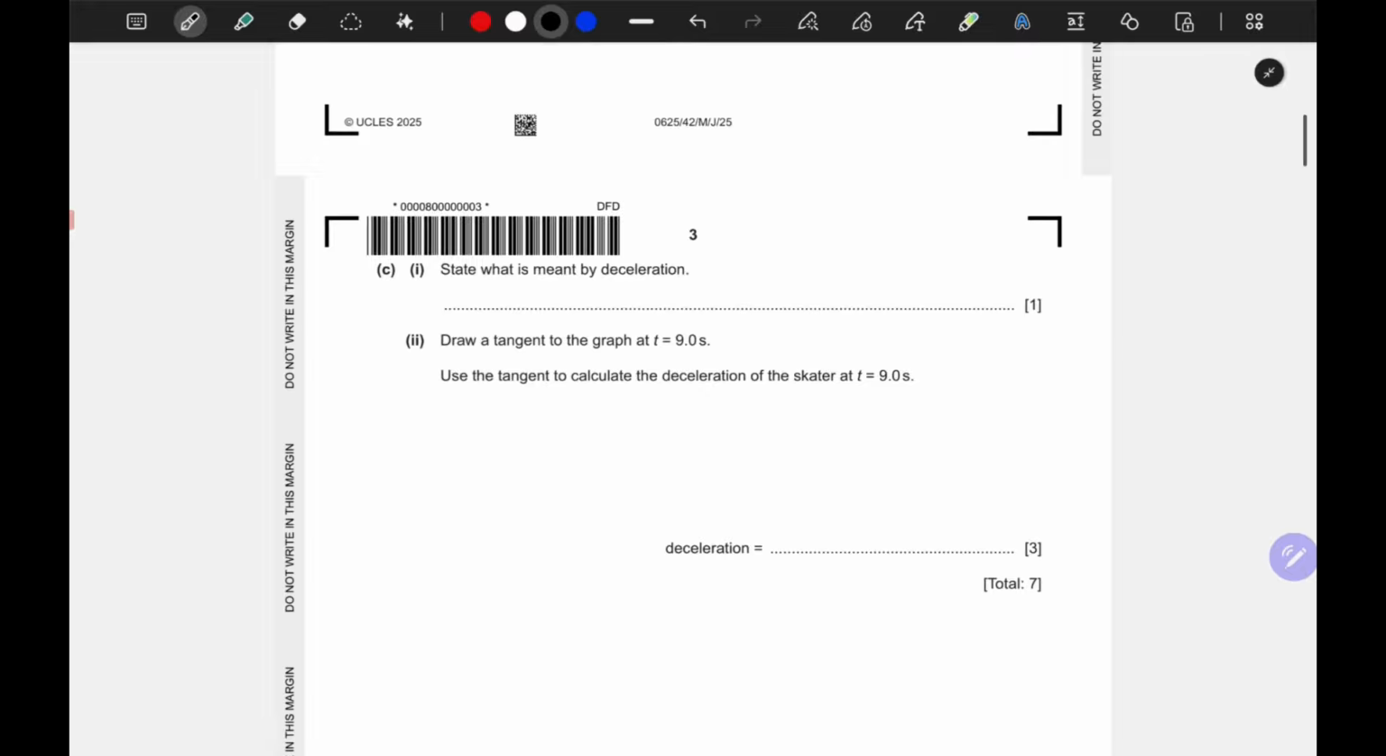Part C, state what is meant by deceleration. So deceleration, it's the rate of decrease in velocity. It's basically the opposite of acceleration. Acceleration is the rate of change of velocity, but then it's in the positive one. It's when it's increasing. So deceleration, it's the rate of change of velocity, but then it's in the negative. So basically you can say it's negative acceleration. That's also a valid answer.